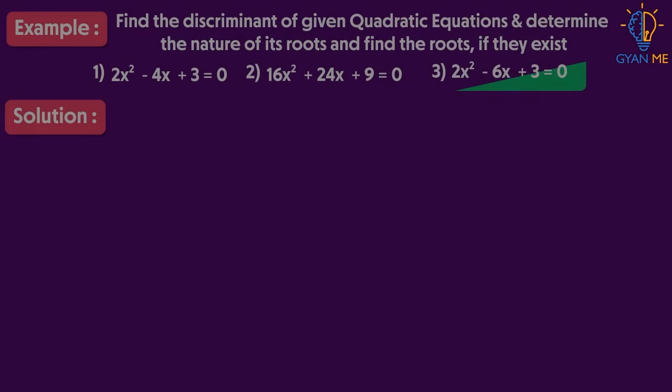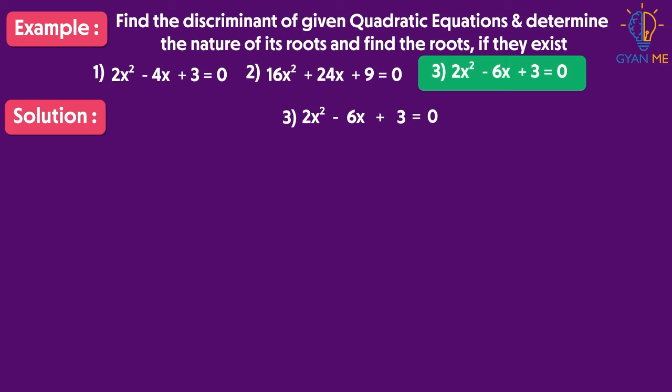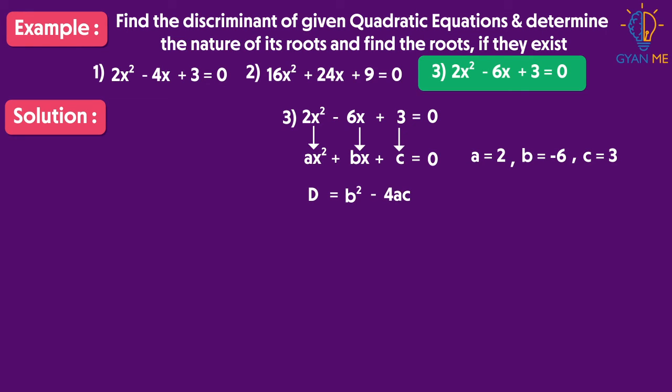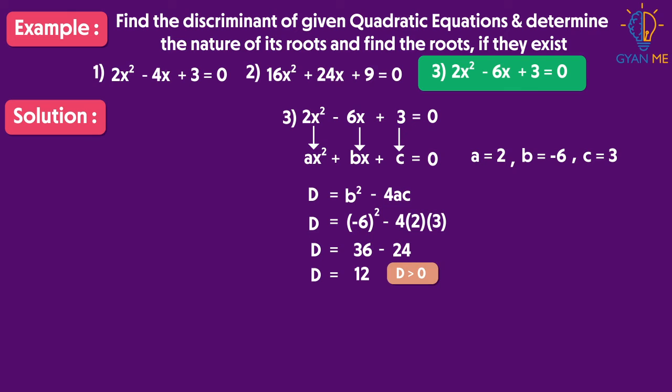Now students, try this last equation by yourself. Compare this equation to the standard quadratic equation and find a, b, c. Now substitute them in the formula b square minus 4ac and solve it to get the value of D. You can see it solves to D equal to 12. Now since D is greater than 0, the equation will have two real and different roots. Let's verify this by finding the roots of this equation.